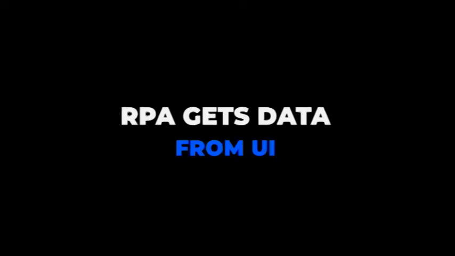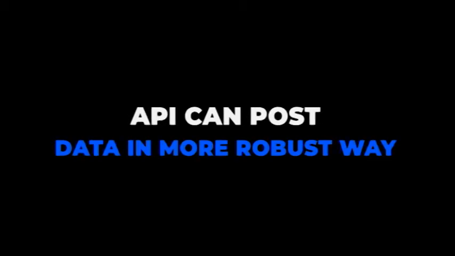And there's other things, API Manager, there's Apigee, there's a whole range of API management software out there that you can start leveraging to get the most out of the APIs that are available to you. The one question you're thinking right now is, okay, so how can RPA use these APIs? So RPA gets data from the user interface and makes decisions on what to do with it. And APIs can get and post data in a more robust way.